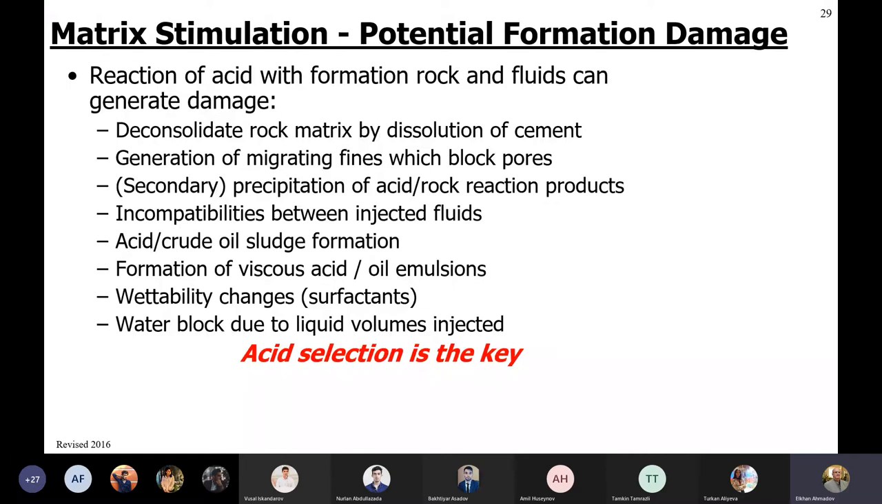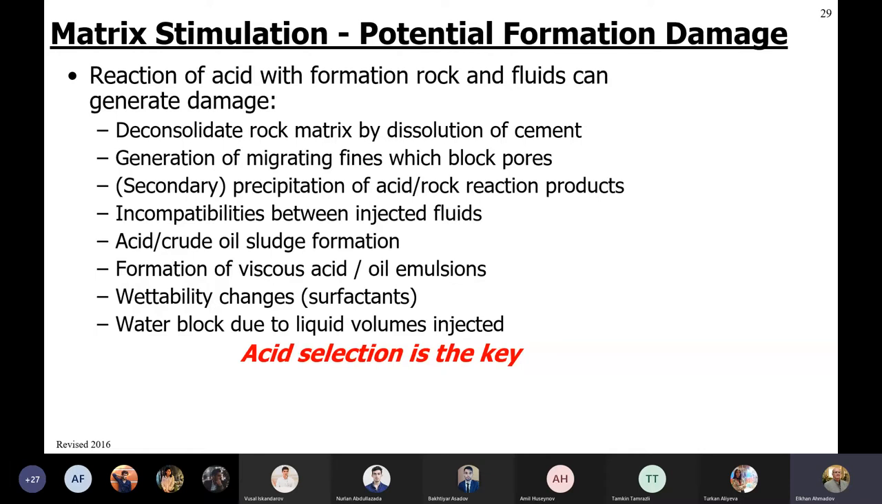So therefore, we have to understand that choosing not appropriate fluid or composition because of a wrongly identified type or location of the damage or low productivity cause may result in another formation damage, such as deconsolidation of rock matrix because of dissolution of cement.